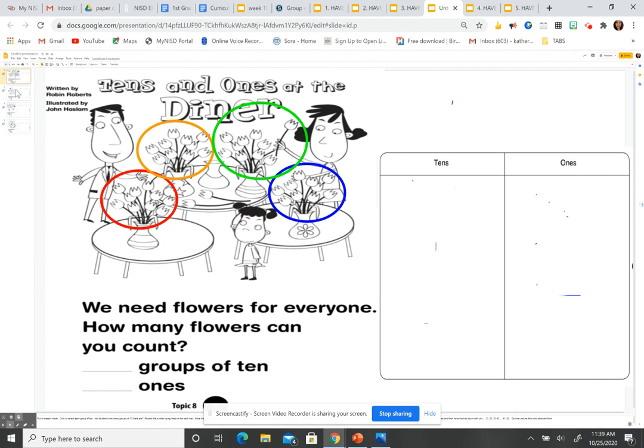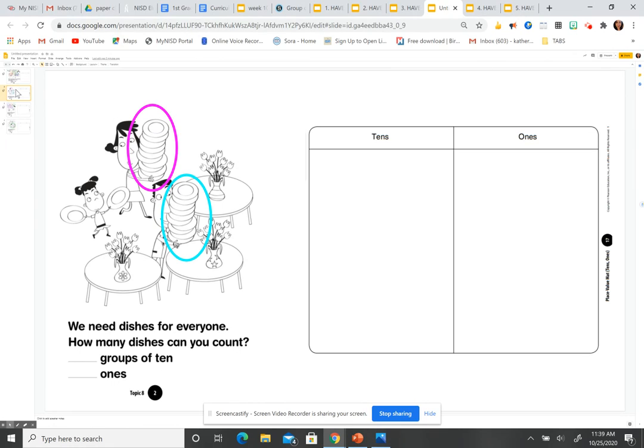You have your plates. So count your groups of 10. Draw your lines to represent your tens. Check to see the leftovers. Use dots to represent the leftovers, which are your ones. Go back and count by tens and add in your leftovers, and then write the number on the top.